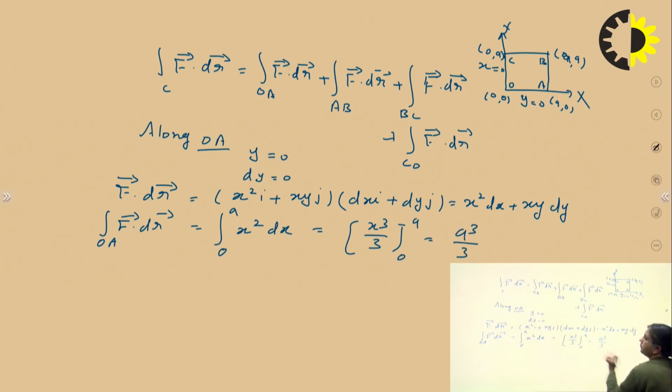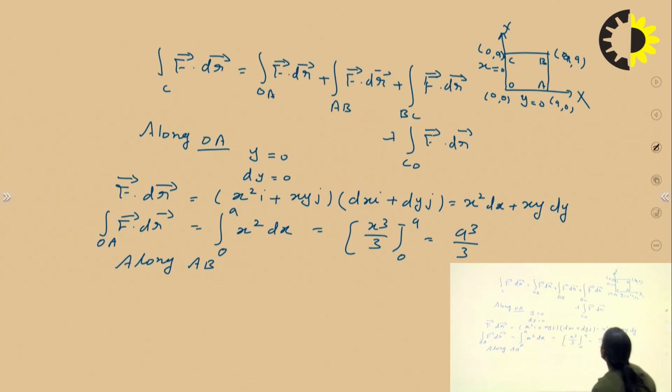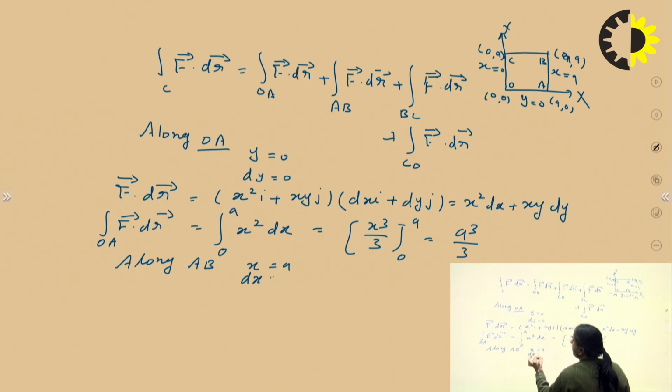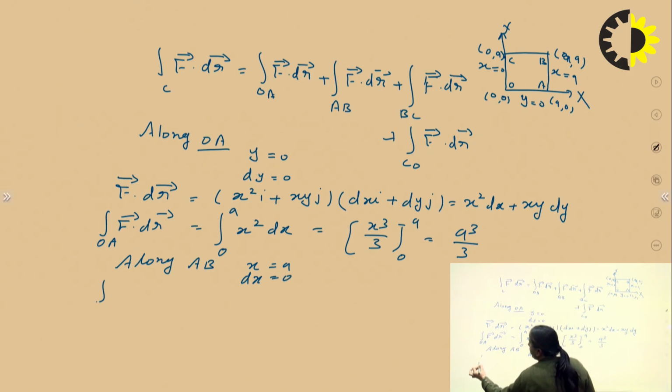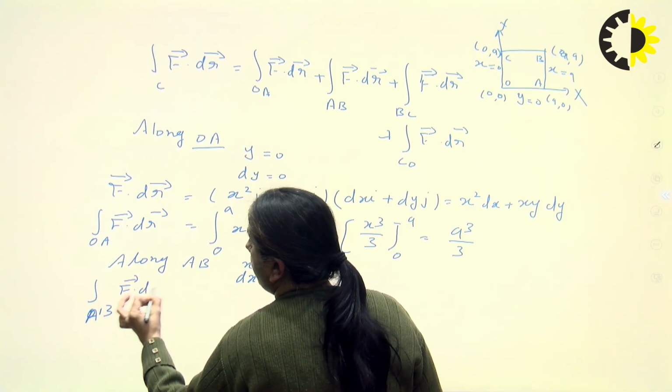Again, if we find the line integral along the line AB, the equation of this line will be x equal to a. In this line x equal to a is constant, that means dx will be 0. So the line integral along AB of F vector dot dr vector.